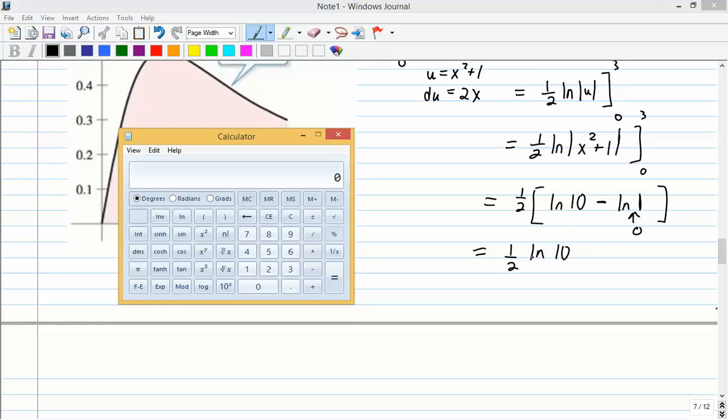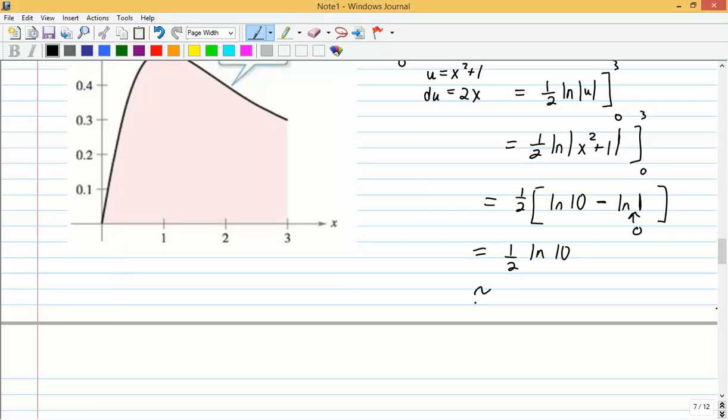But if I wanted to get an approximation, I could use the natural log button here. So 10, natural log, times 0.5. Alright, and that's the actual answer, or this is a rounded answer here. We got 1.151 about.